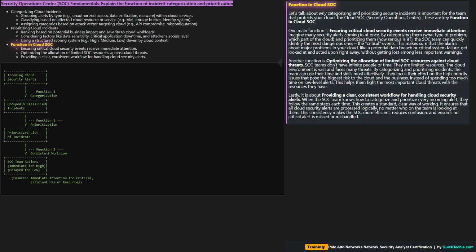Lastly, it is about providing a clear, consistent workflow for handling cloud security alerts. When the SOC team knows how to categorize and prioritize every incoming alert, they follow the same steps each time. This creates a standard, clear way of working. It ensures that all cloud security alerts are processed logically, no matter who on the team is looking at them. This consistency makes the SOC more efficient, reduces confusion, and ensures no critical alert is missed or mishandled.